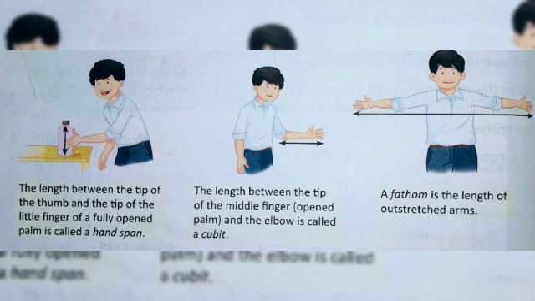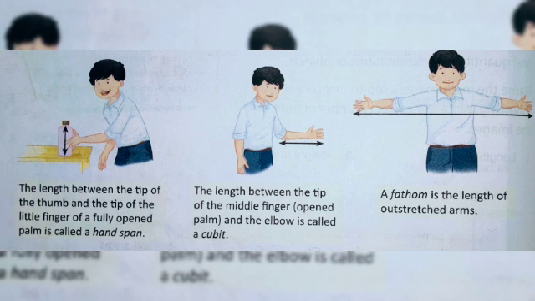However, the length of the various body parts differ from person to person. Therefore, people realized the need to have fixed quantities to measure things. A fixed quantity that is used as a standard of measurement is called a unit. Look at the picture in page number 102. The first picture denotes a handspan. Second picture denotes a cubit. Third picture denotes a fathom.